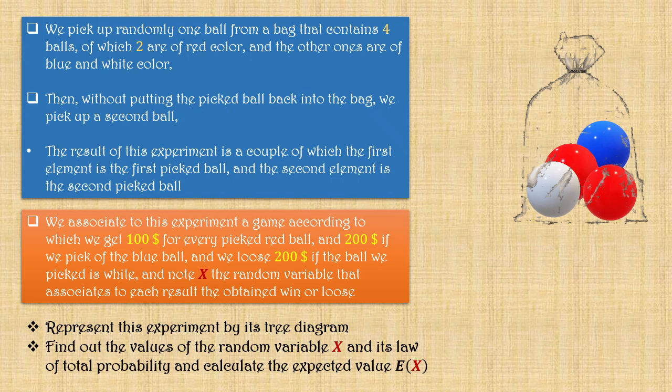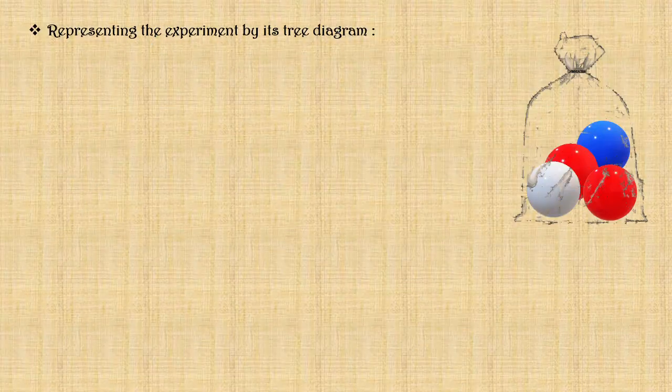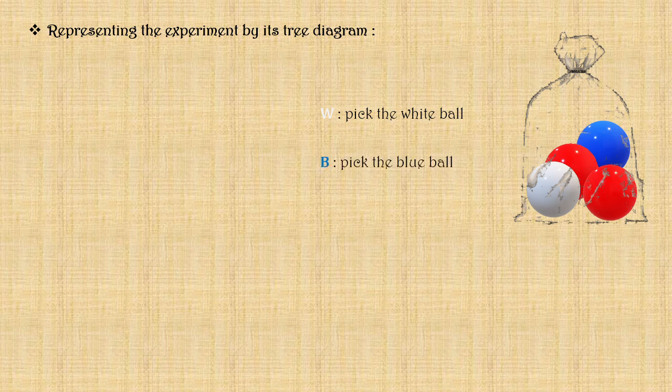So, let's start by tracing the tree diagram of our experiment. For this, we will note as W the event according to which the picked ball is of white color, and as B the event according to which we pick a blue ball. After that, as we have 2 red balls, we will note R1 the event of picking the first red ball, and R2 the event of picking the second one.